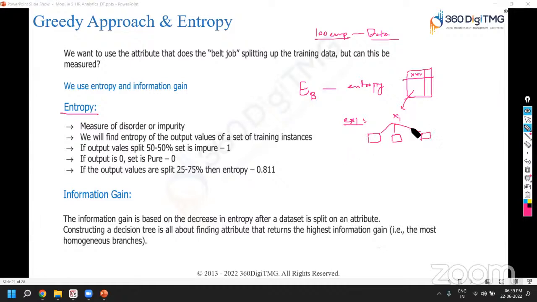Once you split the data into 3 branches, you will again calculate entropy after the split. So maybe entropy 1, entropy 2, entropy 3. Entropy after is nothing but the summation of entropy 1, entropy 2 plus entropy 3.